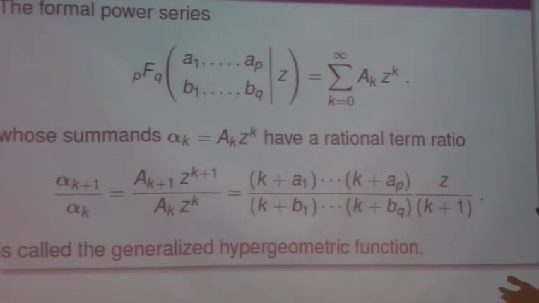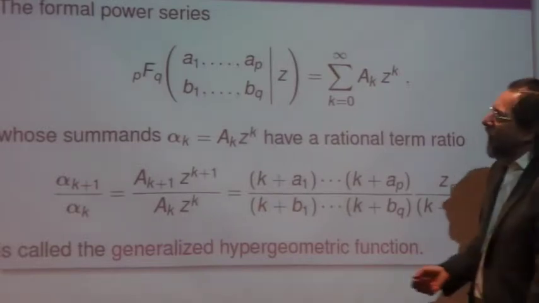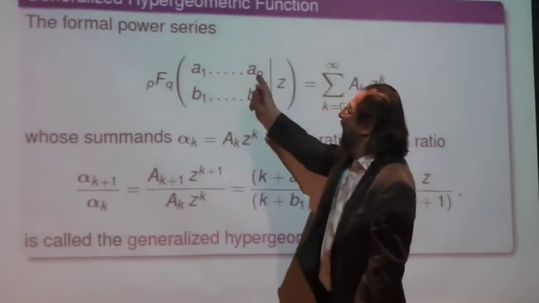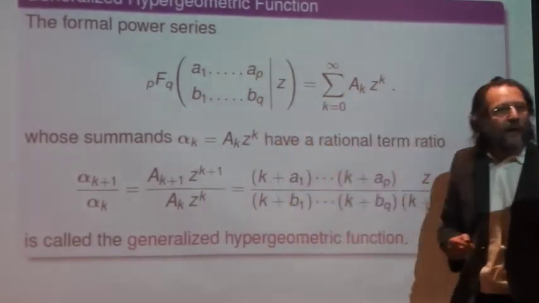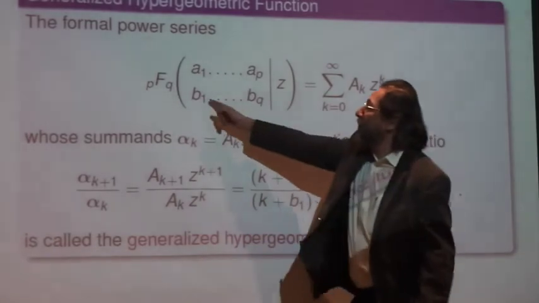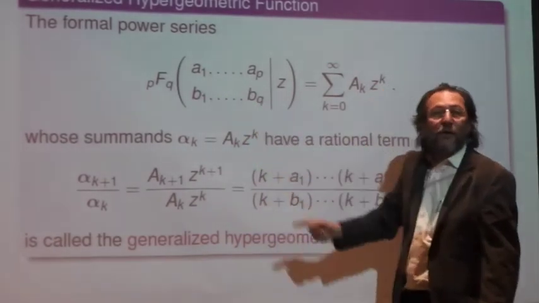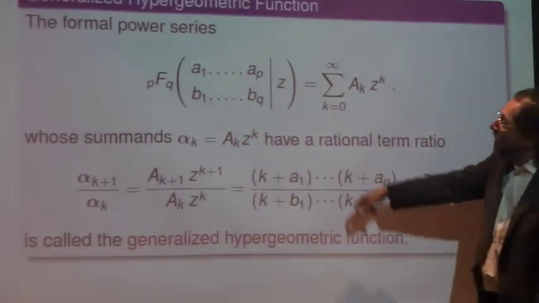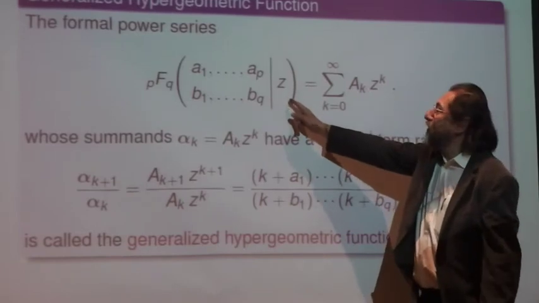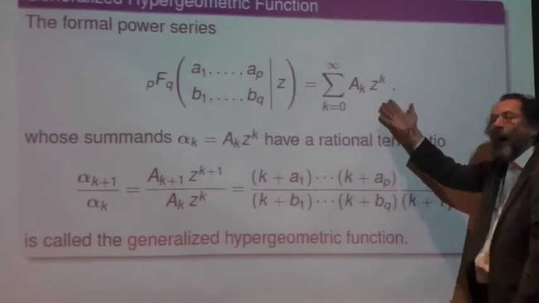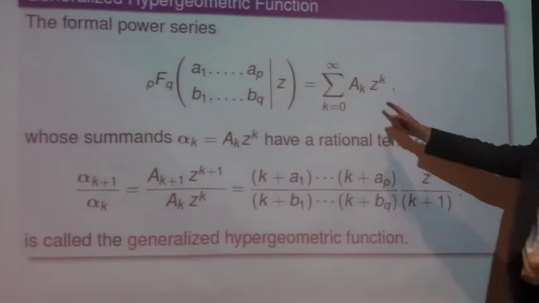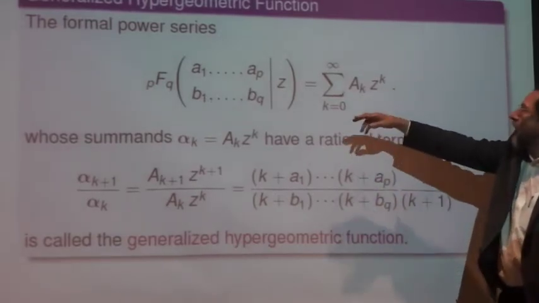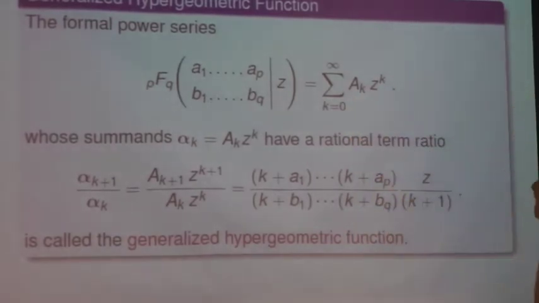It's a formal power series. We call it PFQ with a lot of A's. These are called the upper parameters. And a lot of B's down there. These are called the lower parameters. And a variable, which is called Z here. And it's a power series with some coefficients ak. Z's are variables, so therefore it's ak times z to the k.